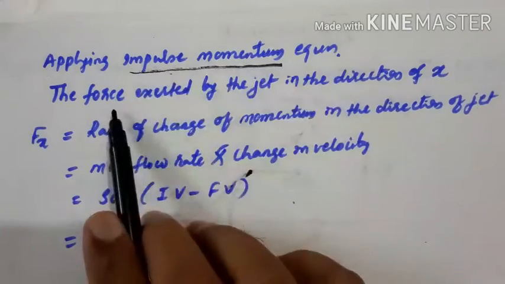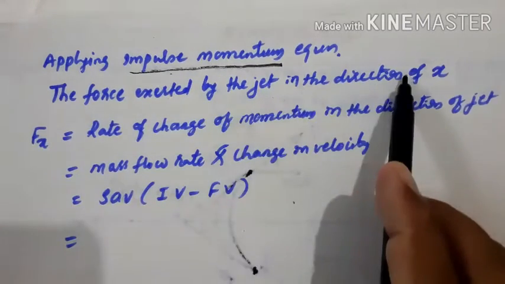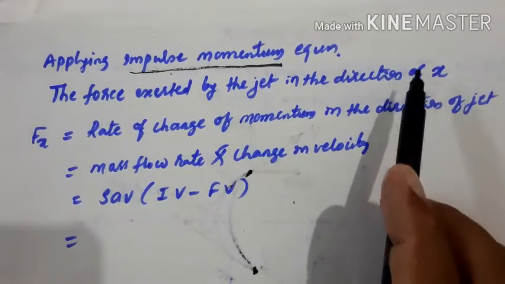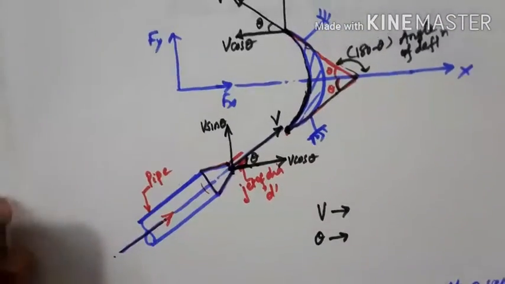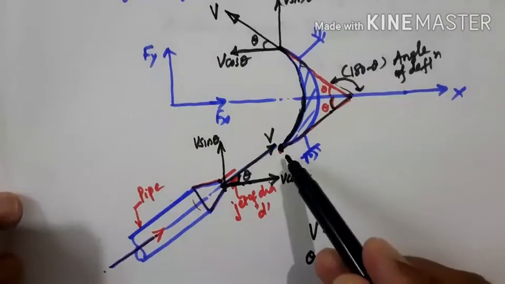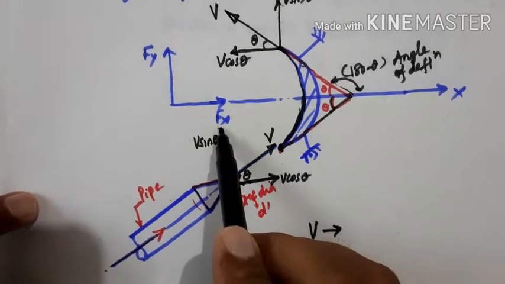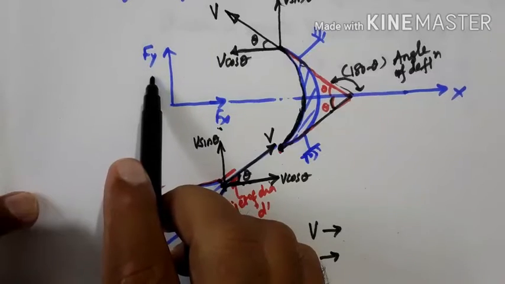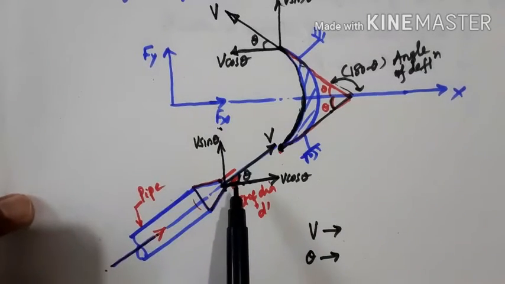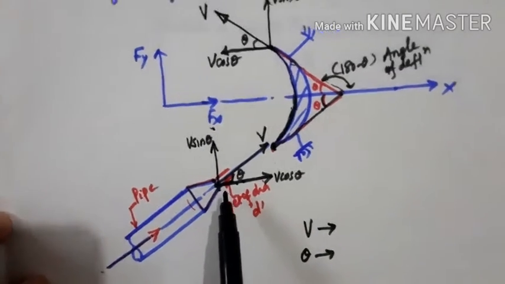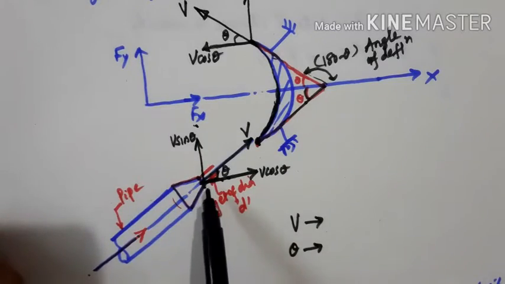So for the force exerted by the jet in the direction of x, we want the force in the direction of the jet, even though the jet is striking tangentially at one of the tips by making an angle of theta with the horizontal. But we need to calculate the force in the x direction and the force in the y direction. Finally we have to get the resultant of the force, that is, the resultant force by the jet on the vane.